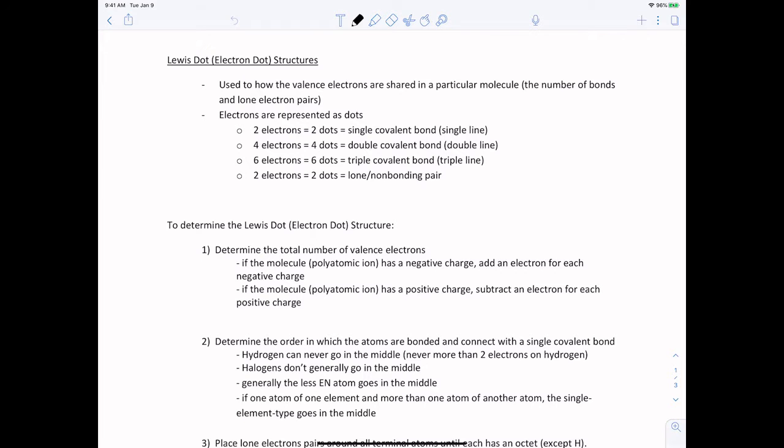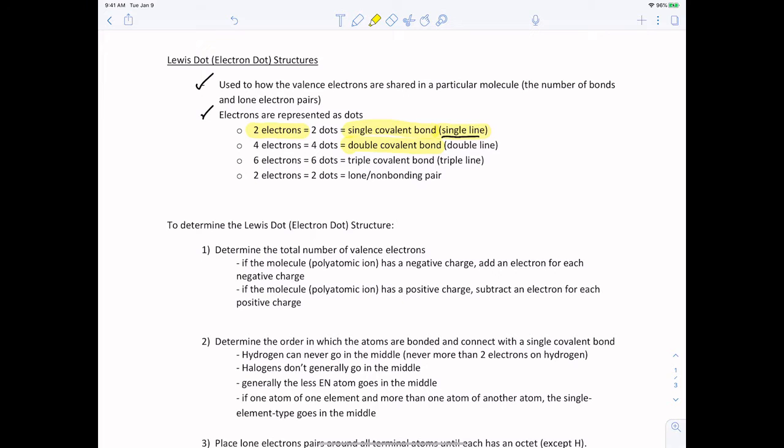So, like I said, it's used to determine how the valence electrons are shared. So the number of bonds, the number of lone pairs. Electrons are represented by dots, though I'm going to usually use lines. So a single bond is always composed of 2 electrons, so it could be 2 dots. I'm going to generally draw a line. Just remember that a single line is actually 2 electrons.